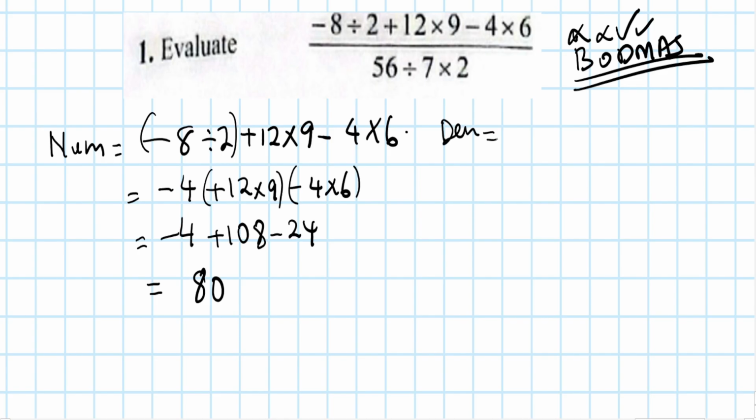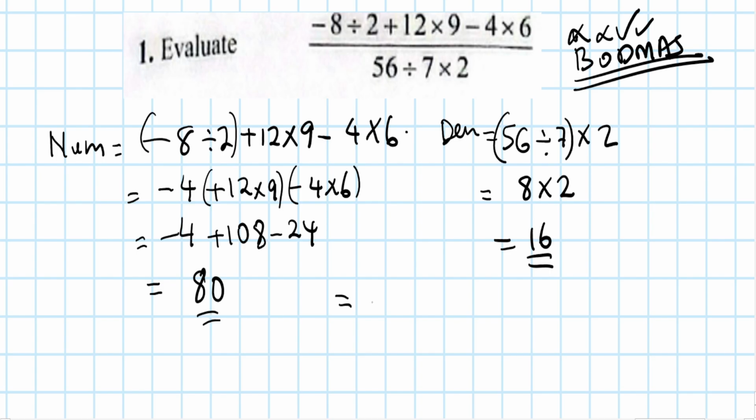The denominator is going to be 56 divided by 7 times 2. Likewise, we're going to start with division. So we have 56 divided by 7, which gives us 8, times 2, which gives us 16. So then the numerator divided by the denominator: 80 divided by 16. You know that 8 goes into 80 10 times, 8 goes into 16 2 times, 10 divided by 2, at the end it's going to give you 5 as your final answer.